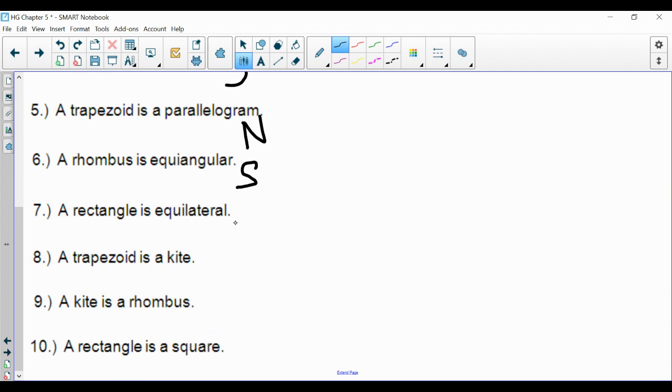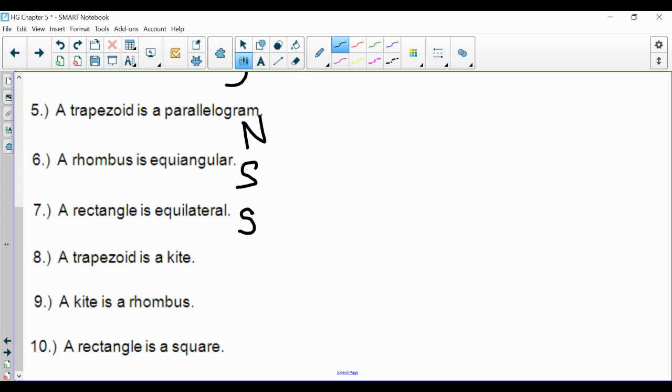A rectangle is equilateral. Again, equilateral, meaning all the sides are the same. Well, you guys know what a rectangle is. Opposite sides are congruent, but they don't have to be all congruent. So that's why it's not always true. But again, because a rectangle could be a square, it's sometimes.